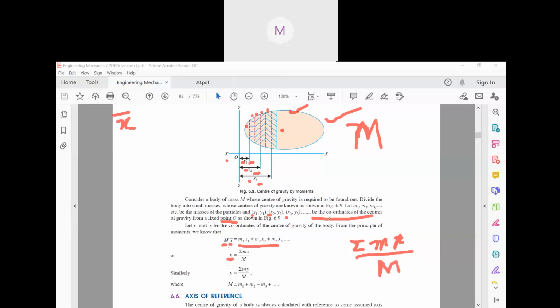Is it clear? Is it clear for everyone? If it is not, tell me, or write in the chat.